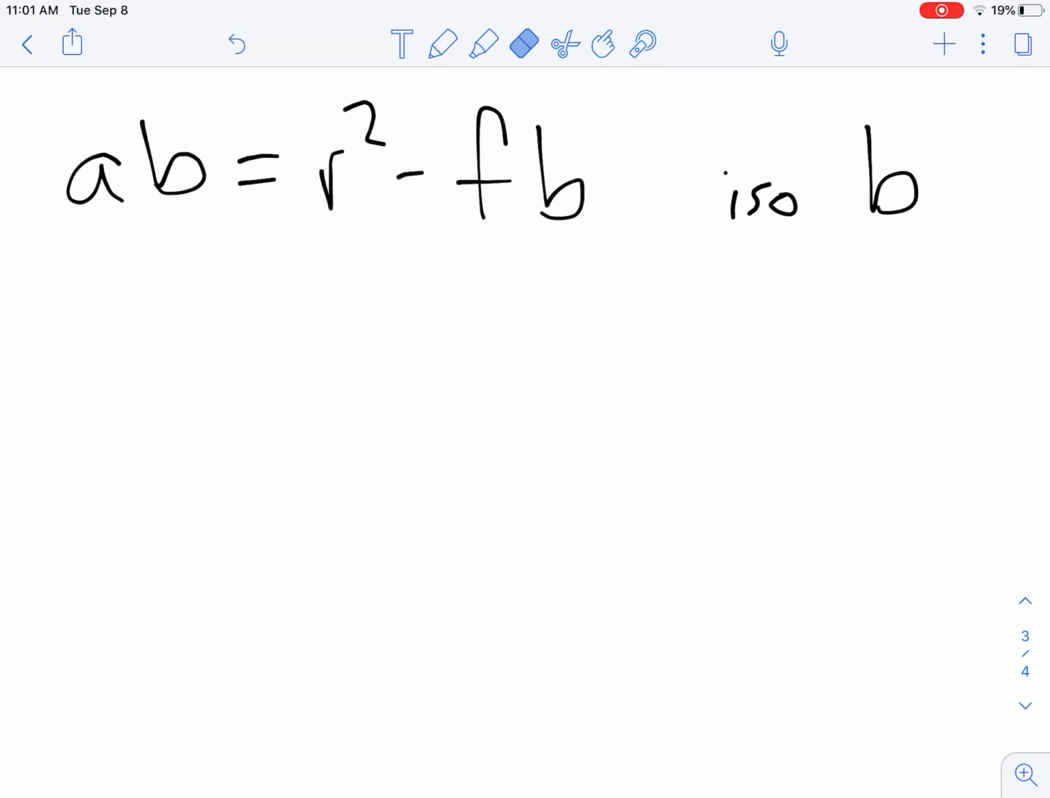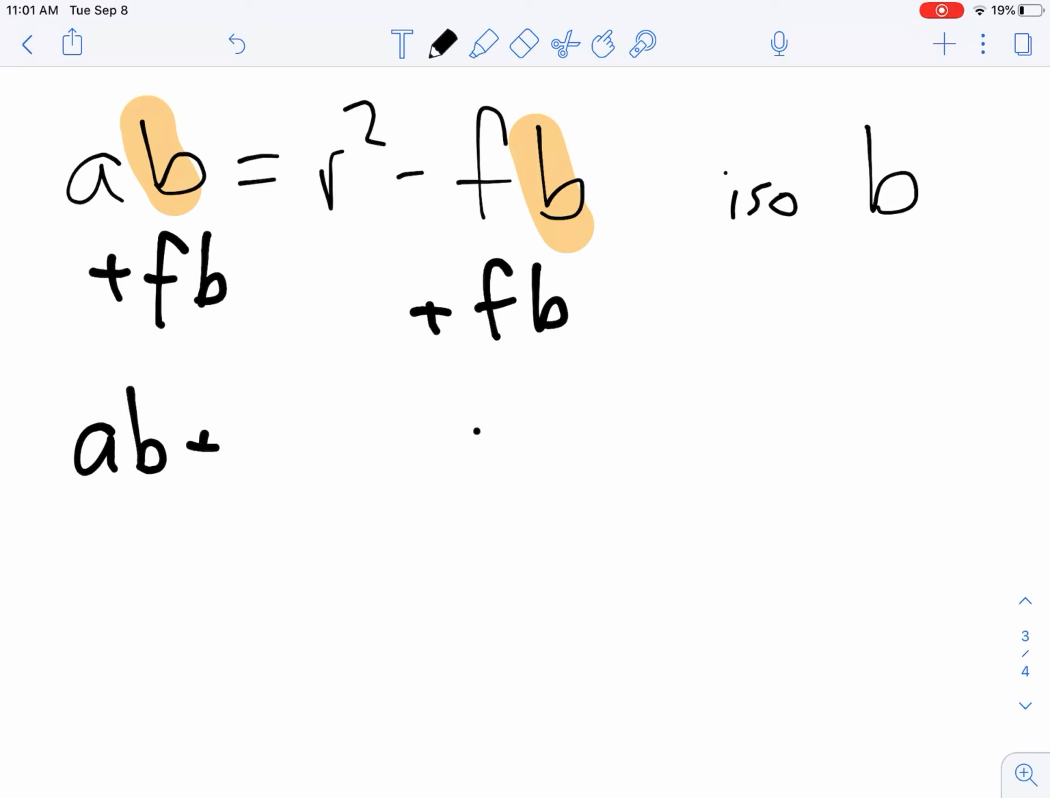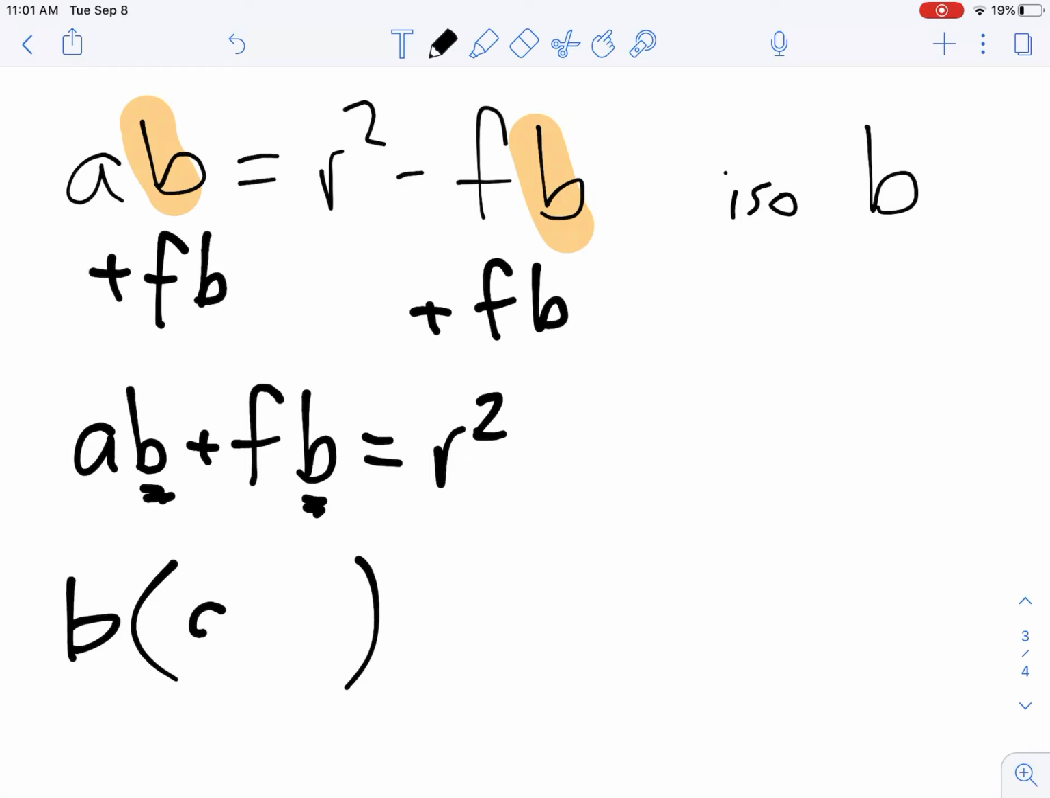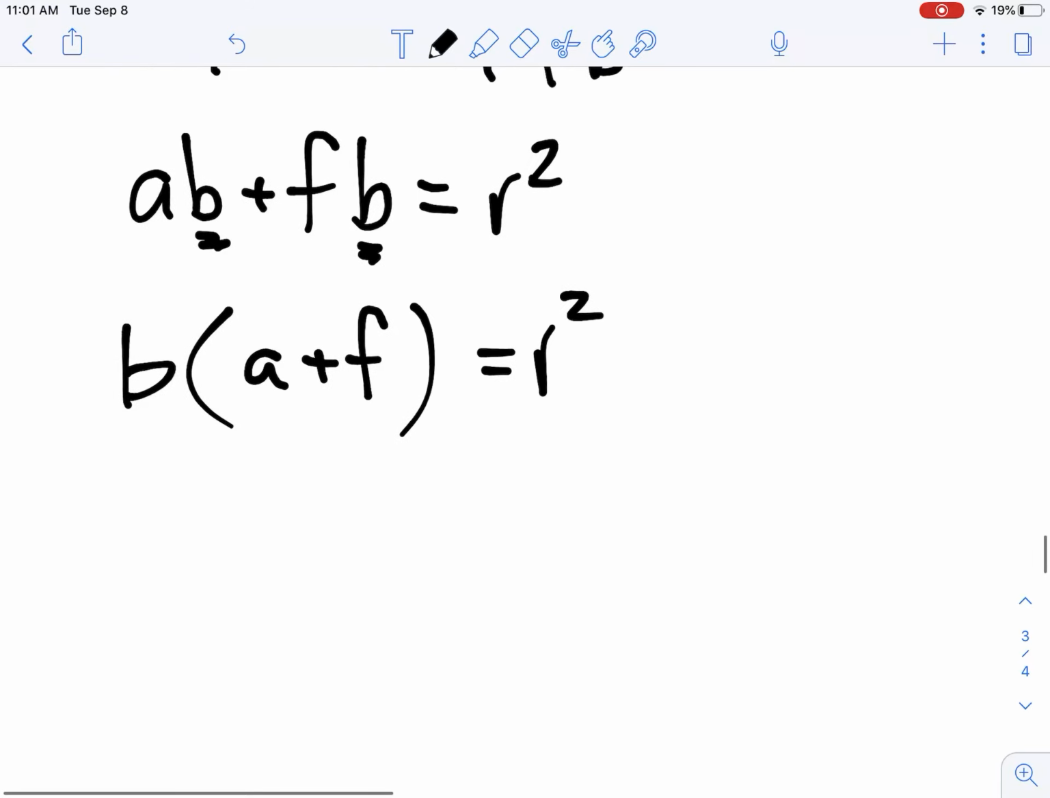All right, I need to isolate B. So here's a B and here's a B. Yikes. Okay. First thing I want to do is get the B's on one side, so I'm going to add FB to both sides. AB plus FB equals R squared. Okay, I have a B in both of these. What did we just do? We pulled the common factor away. That is called reverse distribution.